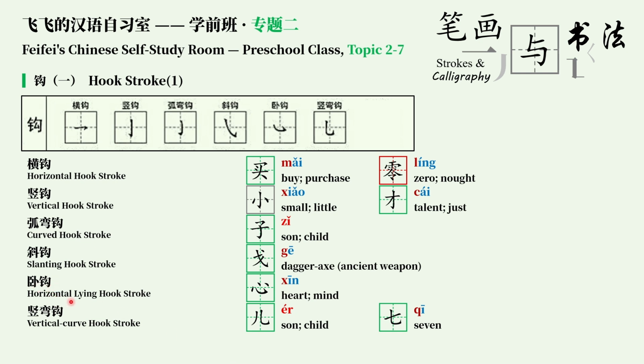卧钩 horizontal lying hawk stroke. As the name implies, this stroke lies horizontally like a reclining person, with a small upward hawk at the end. When writing, draw a gentle curve from left to right, slightly downward in the middle. Pause at the right end of the curve, then flick the brush up and to the left to form the hawk. The curve should be flat and smooth, which is essential for writing the character 心 beautifully.